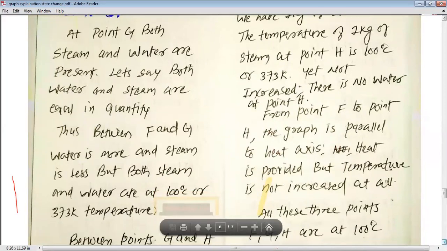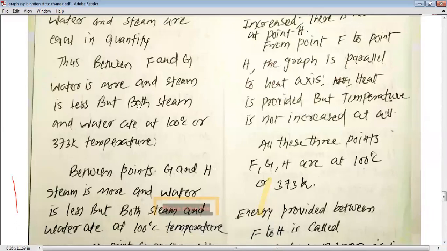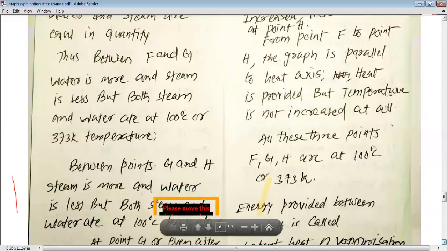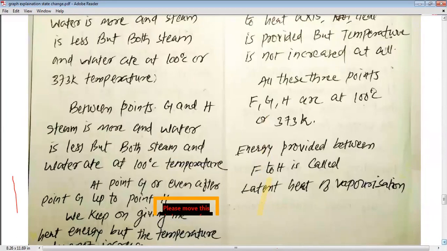Thus, between F and G, water is more and steam is less. But both steam and water are at 100 degrees centigrade or 373 Kelvin. My dear students, as we move from point F to point G, temperature does not increase, it remains the same as the temperature at point F.